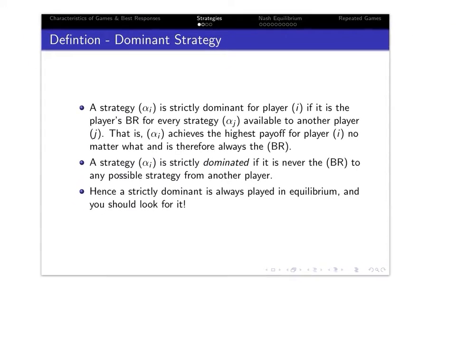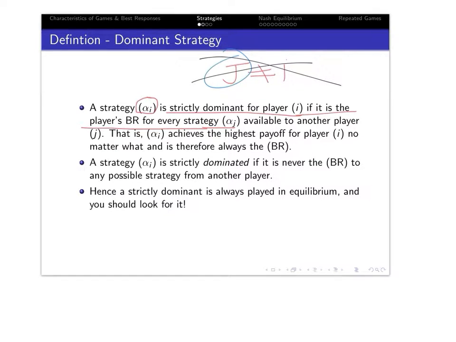Another concept is the idea of a dominant strategy. So we're saying alpha I is strictly dominant for player I if it is the player's best response for every strategy alpha J, where J is not equal to I, so these are the other strategies available to another player, J. I just screwed that up, never mind. It's probably better to just read off the slides.